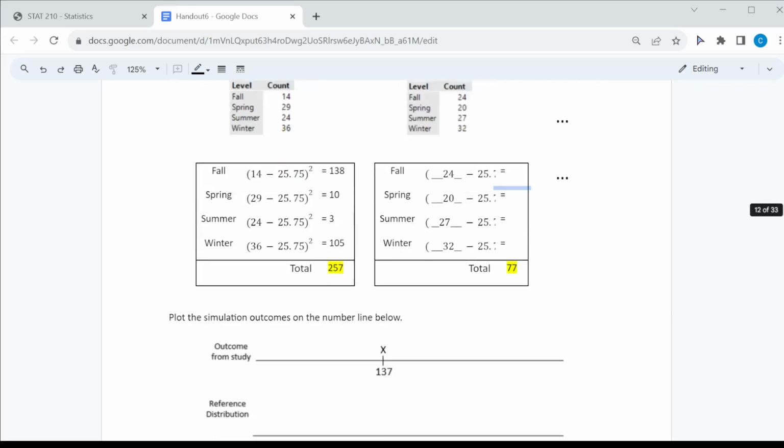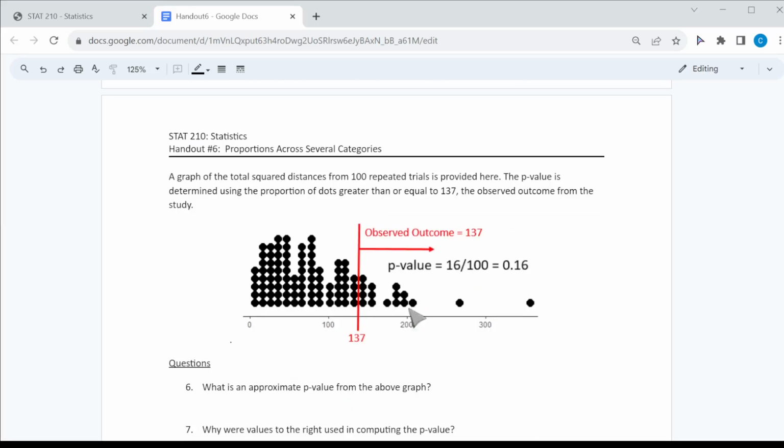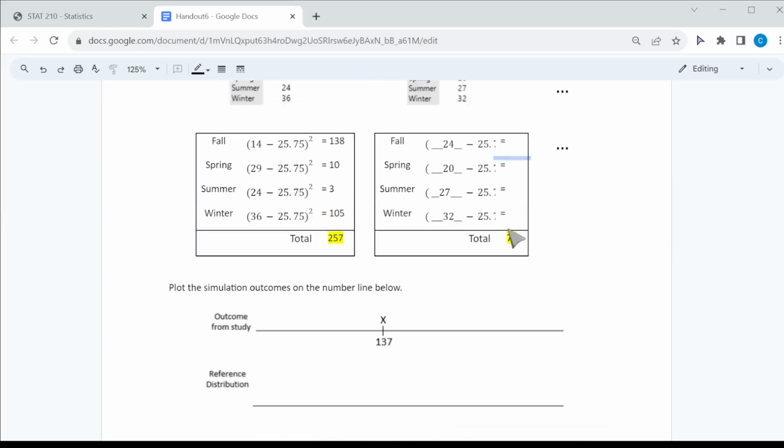So there's two of the numbers that I could have gotten under a null model, or under a situation that the crimes were occurring equally throughout the year. So I would just plot out 257. I would plot out 77, all the way through. I'd end up with a whole bunch of those. I just did two here, but you could do a whole bunch of them. This is the graph that we end up getting when I plot out a whole bunch of these collapsed data values. These are the actual data values, but I need to condense that information down to a single number. And we do that by subtracting off the expected for each category, squaring it, and then adding all those up.